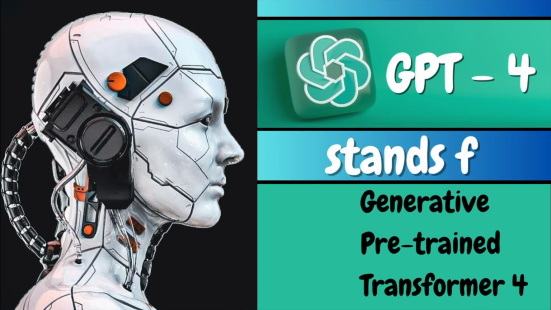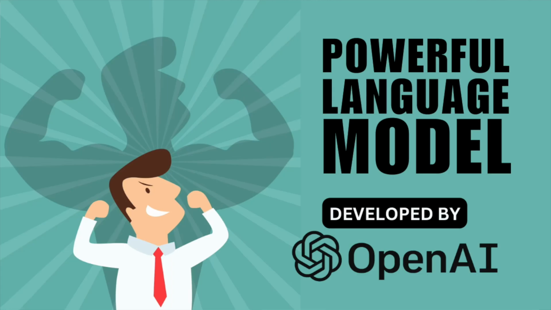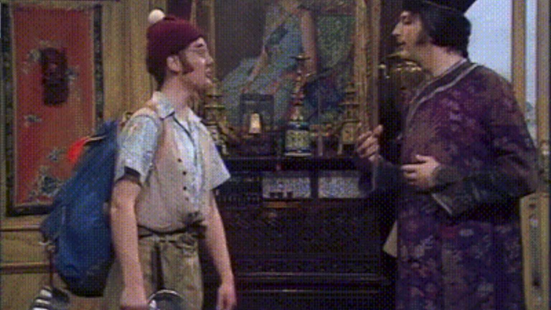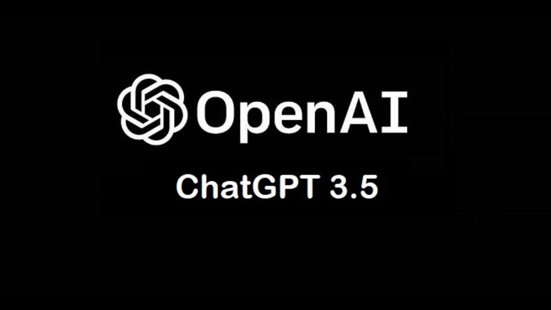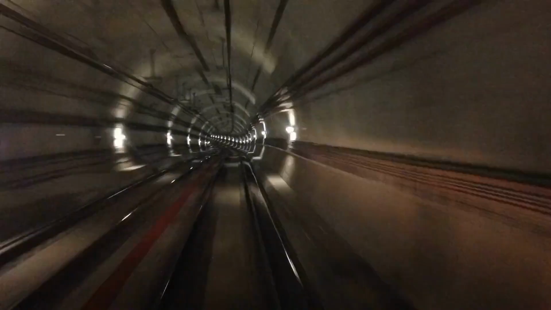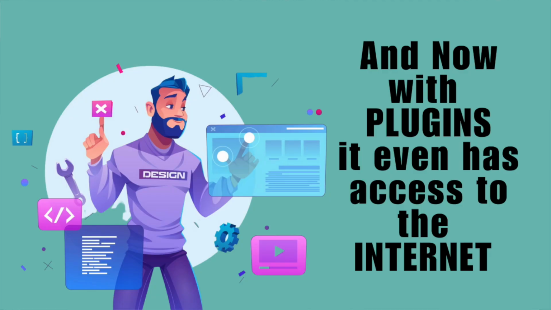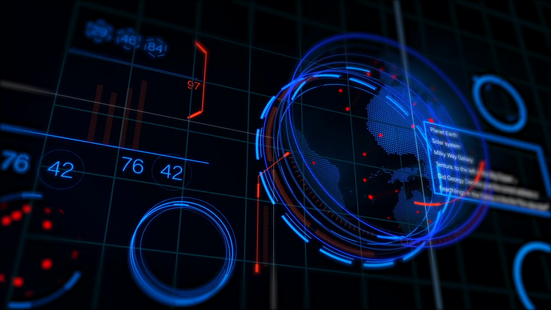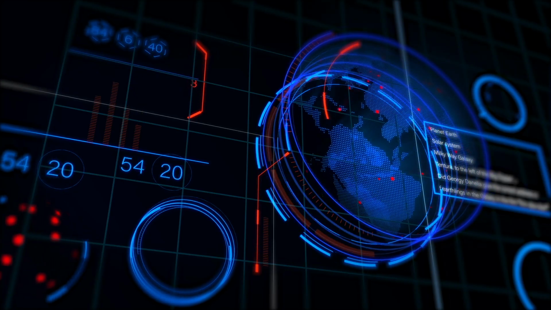GPT stands for Generative Pre-trained Transformer 4. It is a powerful language model developed by OpenAI. It is the successor of ChatGPT 3.5. It's faster, more accurate, it can do more. And now with plugins, it even has access to the internet. So it's no longer bound by the 2021 year information limit.